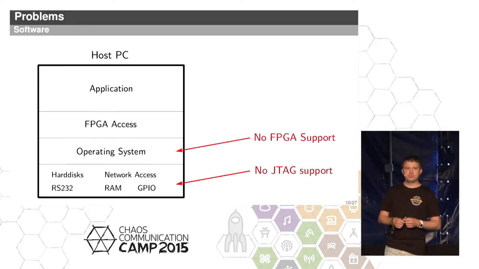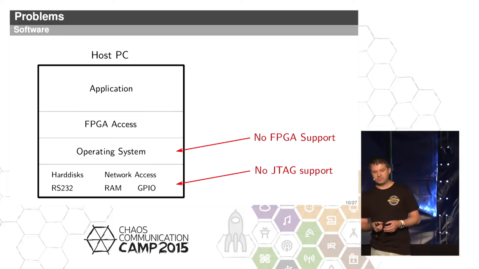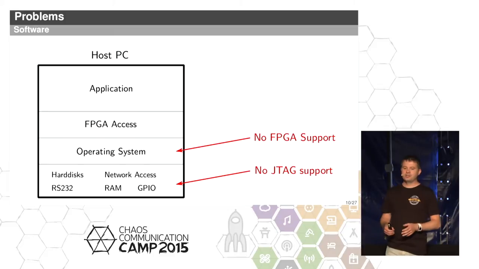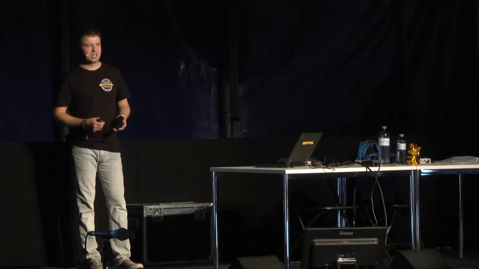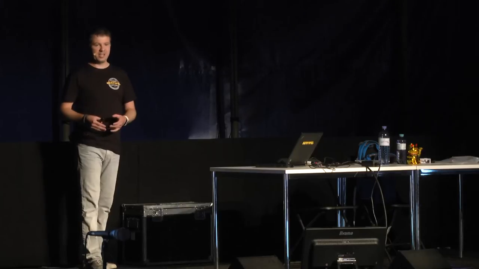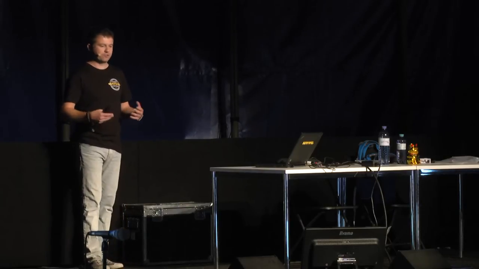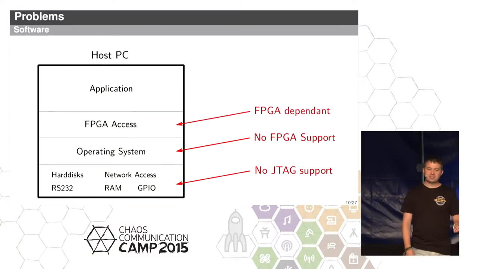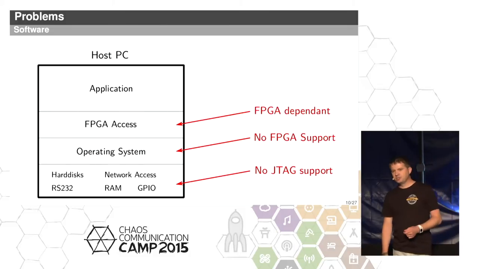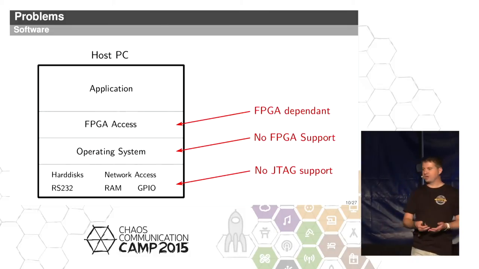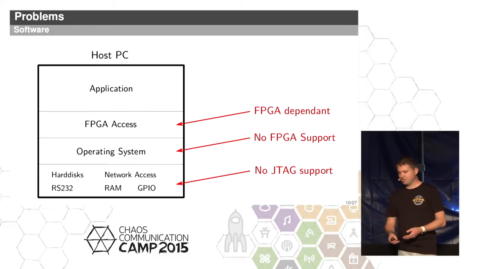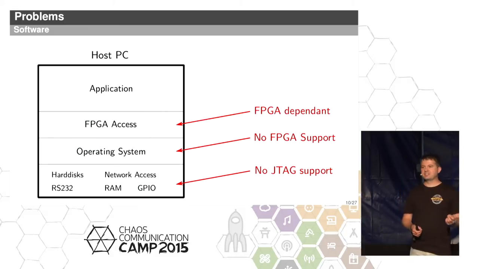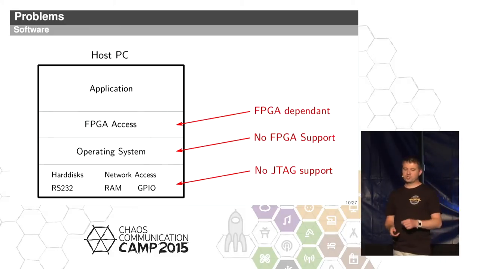Your operating system in your PC does not know anything about FPGAs. Even if you connect the FPGA to the PC and you load a bit file on it, your operating system, in most cases, does not see the FPGA as a resource to accelerate the operation of the system. And all the FPGA access libraries are always FPGA dependent. So if you want to port your design to a different FPGA board, in most cases, the FPGA access layer within your software has to be changed.